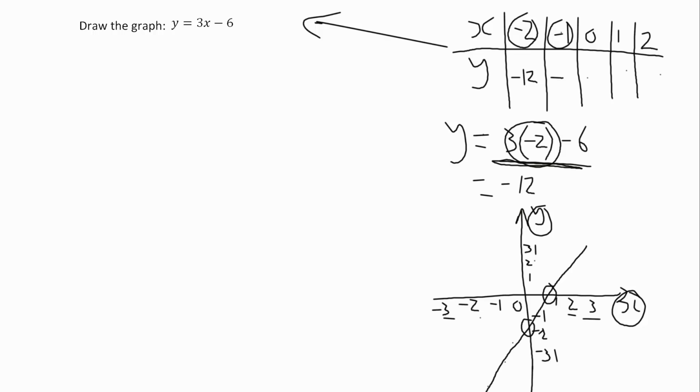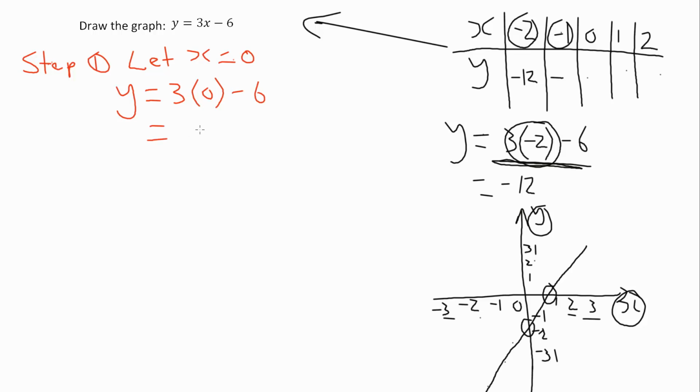This new method is pretty simple. All you have to do is always, step 1, let me write it here, step 1, you always write this down: let x equal 0. Now when I let x equal 0, I just sub it back into this formula right here. So that becomes y equals 3 times 0 minus 6. So the answer to this becomes -6. So y equals -6. That's one value that I have.